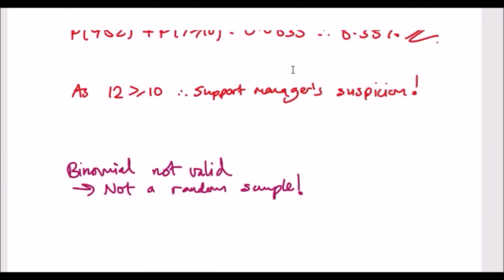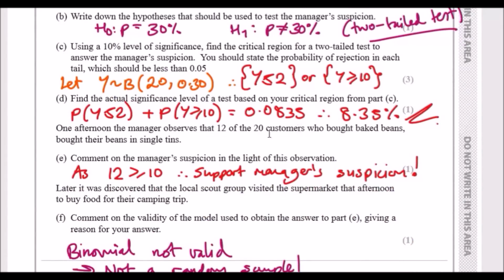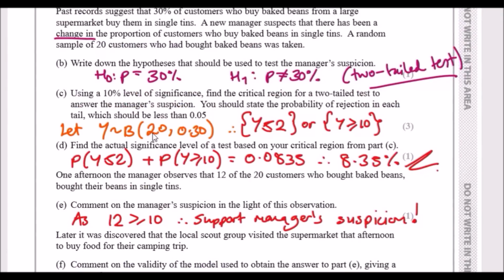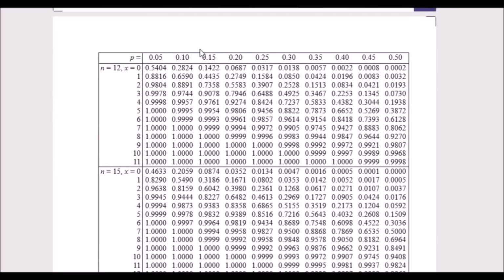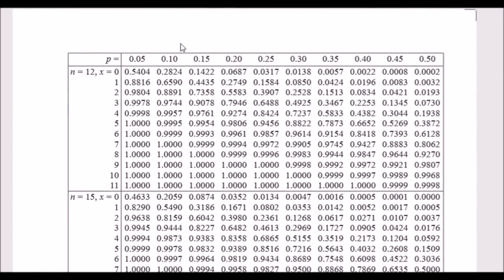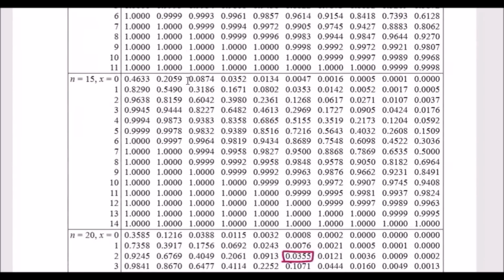So let's have a look. It's probably best to go through this step by step. Firstly, get this table out. n is 20 and p is 30%. On the tables here, I've got it ready. Look at the binomial table, and if you're not sure where this is, on the Pearson Edexcel website they have a formula table ready for you.